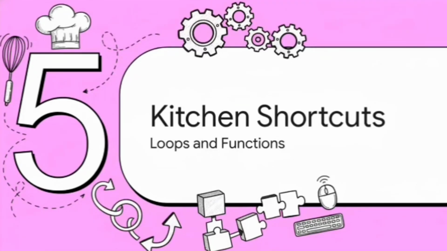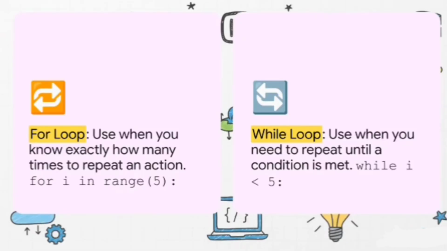The best chefs don't do everything by hand, one tedious step at a time. They have shortcuts and clever techniques to be more efficient. And guess what? Programmers do too. Sometimes a recipe says whisk the eggs exactly 10 times. For something like that, where you know the exact number of repeats, we use a for loop. But other times, a recipe says stir the sauce until it's smooth. You don't know how many stirs that'll take, you just keep going until a condition is met. For that, we use a while loop.